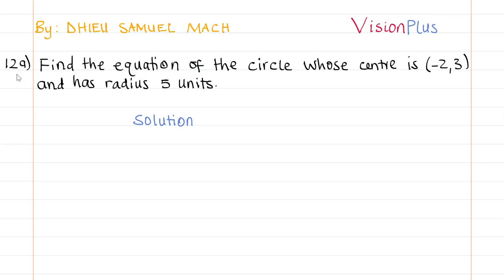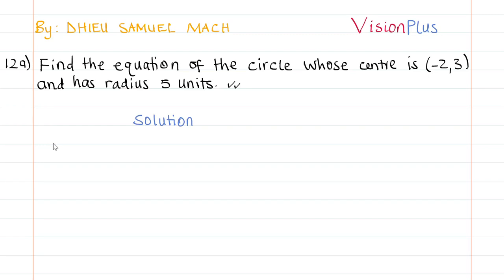Number 12a says, find the equation of the circle whose center is (-2, 3) and has radius 5 units. As you can see, this is from equation of a circle, and we have a full video list on this. So find time and revise.